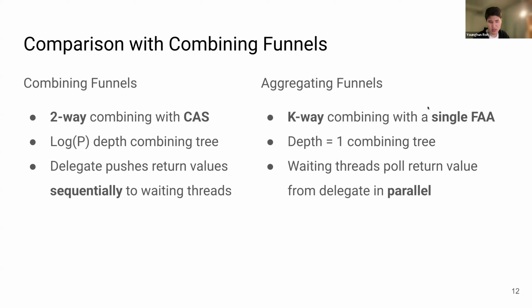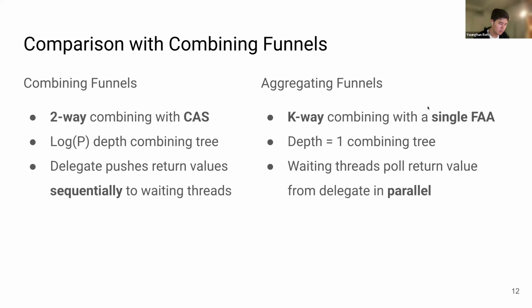In a conceptual sense, in comparison of the algorithms, we saw some notable differences between the combining funnels and our aggregating funnels. As noted, our aggregating funnels support k-way combining with only a single fetch and add, but combining funnels only support two-way combining with multiple uses of caches. And we only need depth equals 1, a shallow combining tree, instead of a log p depth combining tree, because of the low combining rate.